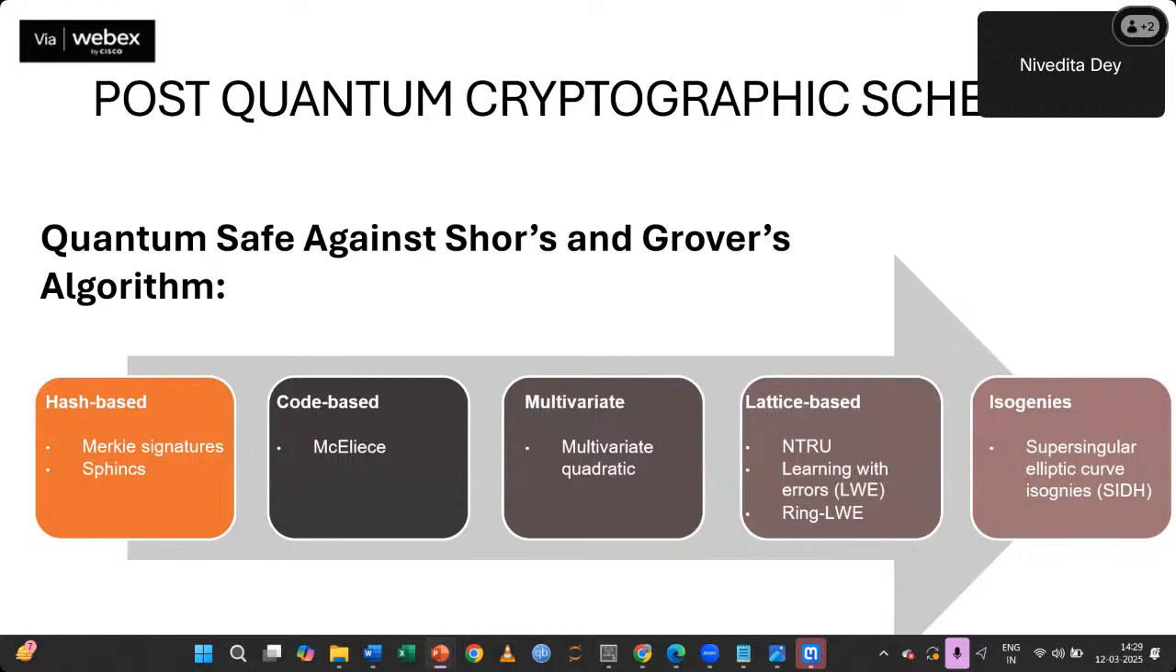As well as Sphinx, which is hash-based. So all the remaining 3 approved ones are for digital signature. Only one is a KEM algorithm. I don't have that knowledge.